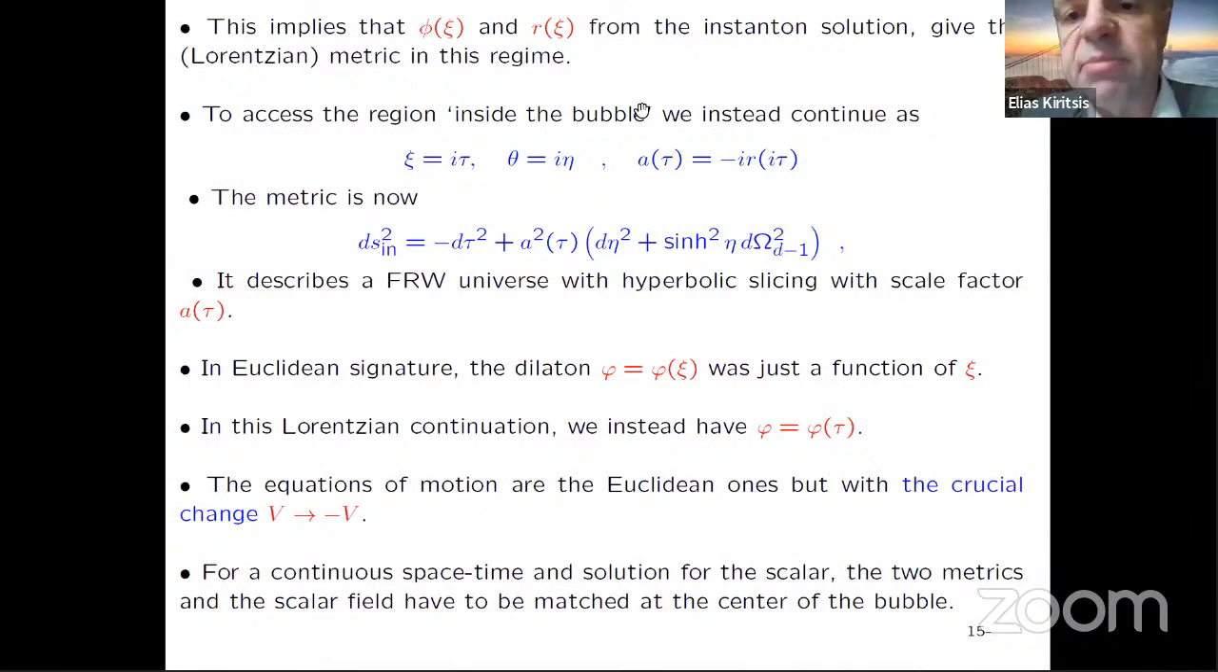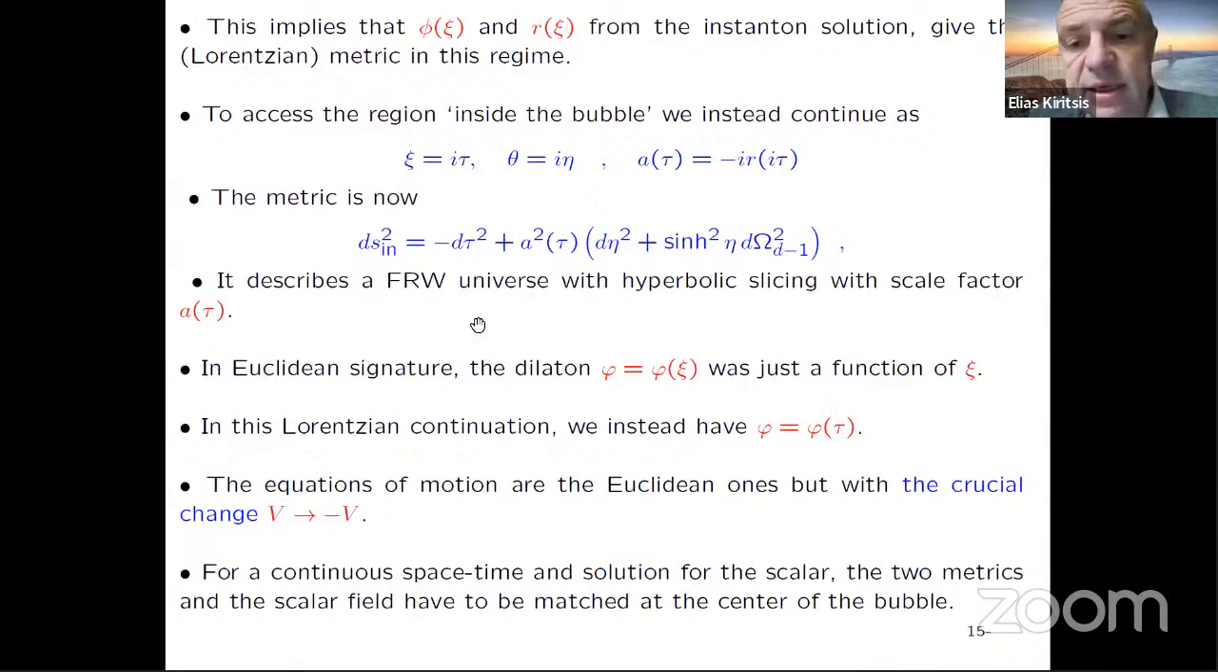So to go inside the bubble, you need another analytic continuation, which is also well known. Psi has to go to i tau, theta to i eta. The old scale factor complexified has to become the new scale factor. And now the metric inside looks like minus dt squared plus scale factor times these, which are now Euclidean AdS slices. And as is well known, this is an FRW universe with hyperbolic slicing with scale factor a(t).